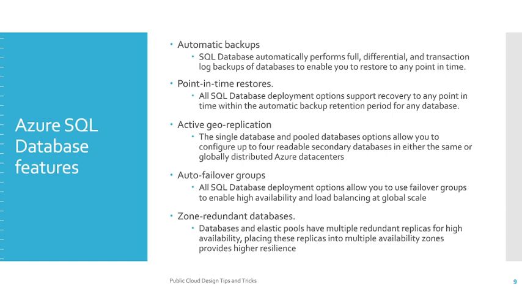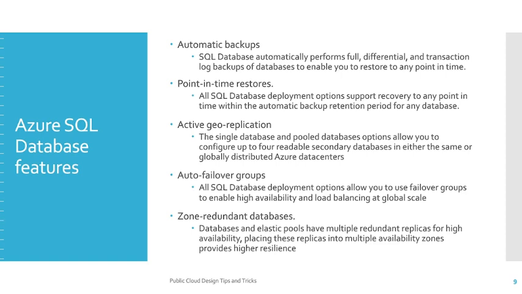Active geo-replication. The single database and pooled database options allow you to configure up to 4 readable secondary databases in either the same or globally distributed Azure data centers. So that means you can get the active geo-replication across different geolocations.